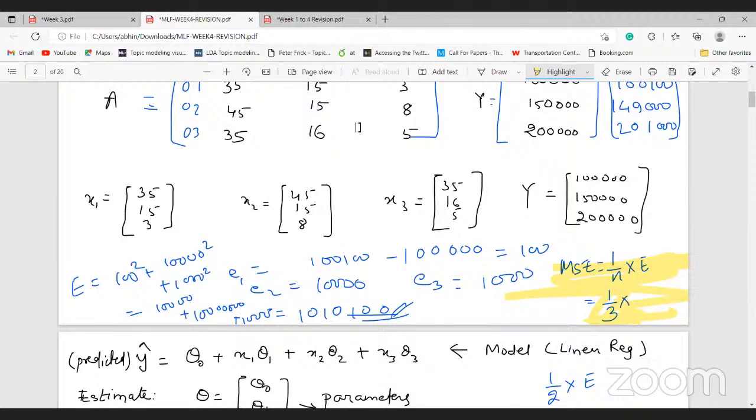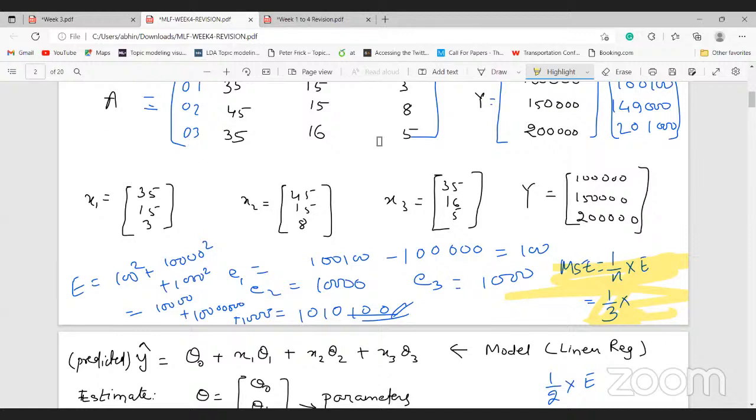Sir, are the least square method and linear regression both the same, just a different name? Yes, you can say linear regression is based on least square. That will be more appropriate. Linear regression is a method, and least square is a bigger term.